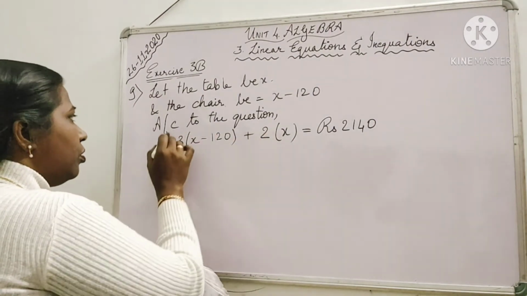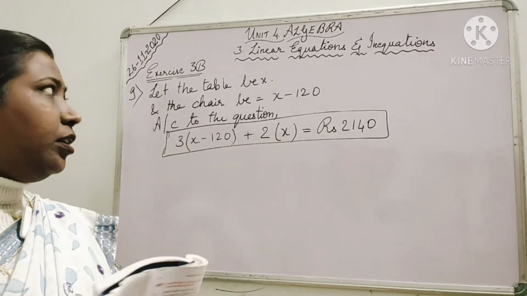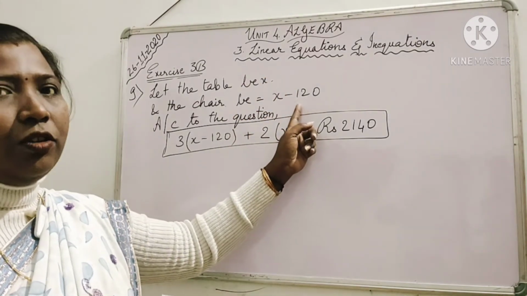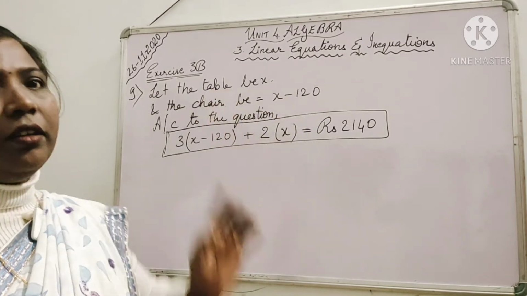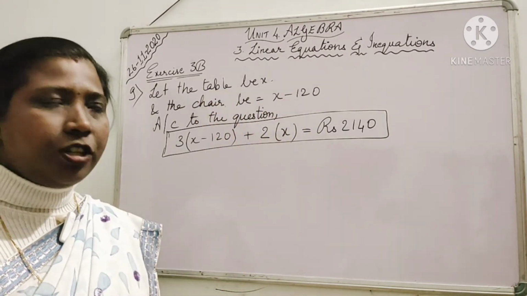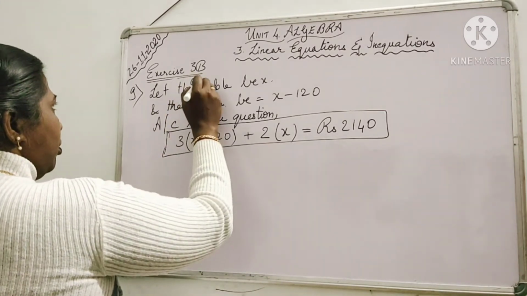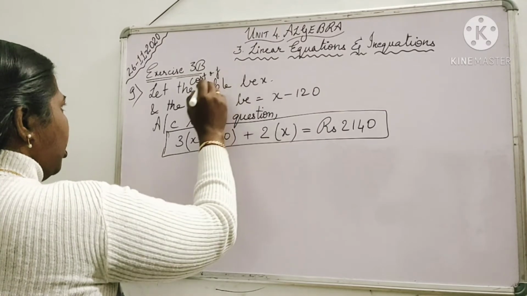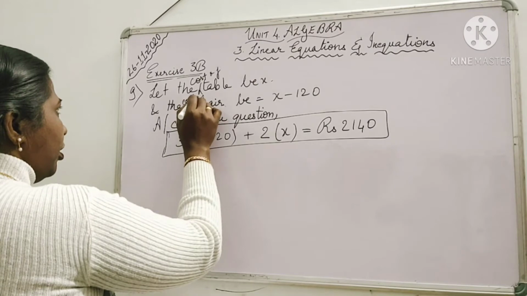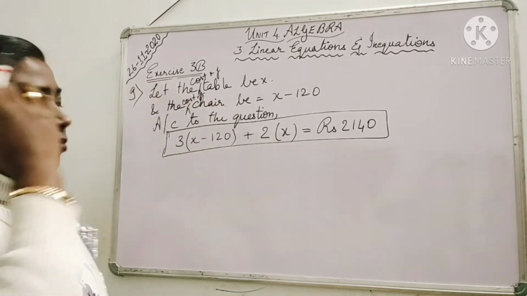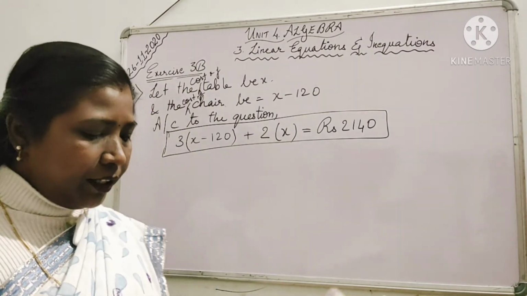You just solve this equation, students. Then you will put in the values, whatever value of x you get, and you will find out the cost of the table and the cost of the chair. Or you can let the cost of the table also be x. Clear? You can write this. Then we have the 10th question.